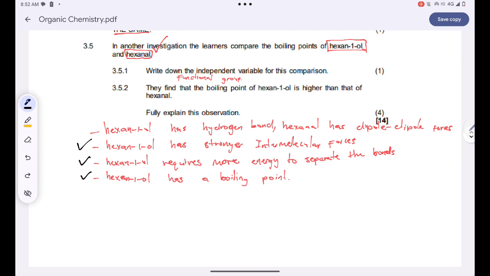Are you together? So when I wrote here, my reference was hexane 1-ol. It doesn't mean that it has to be like that always. Né? You can contrast using hexanal as well.